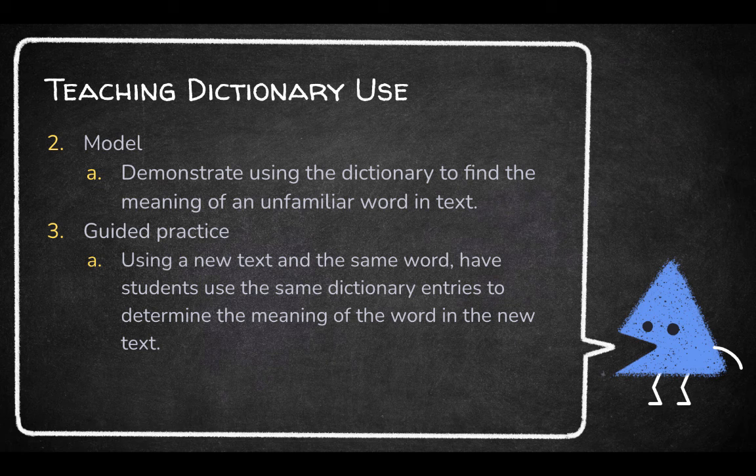Step 2 is to model or demonstrate how to use the dictionary. Select a text with a word that is unfamiliar to your students and that has multiple meanings. Your textbook provides an example of the word pitch. As you demonstrate looking up the word, follow the guidelines for dictionary use that you introduced in step 1.